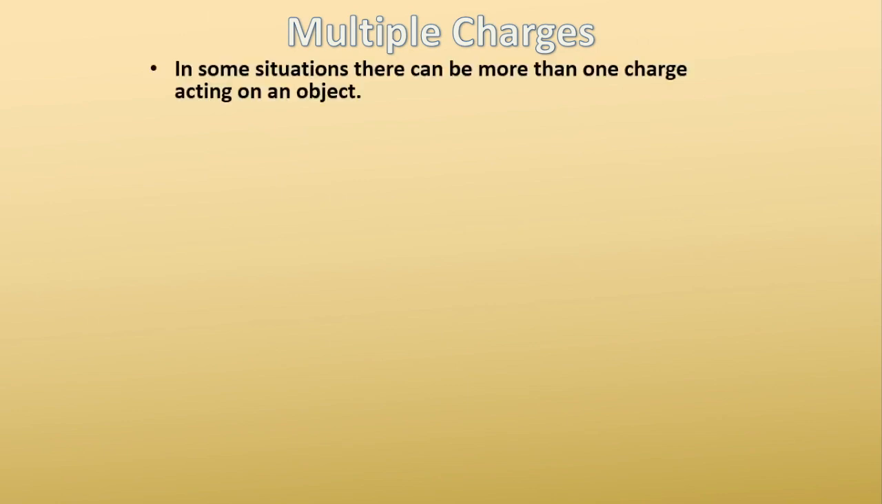Alrighty guys, we're going to go ahead and get started with multiple charges. In other words, advanced Coulomb's Law. So first thing we want to talk about is that we're going to see some cases in which there are more than one charge acting on an object. So right now we've been doing some pretty easy problems where we just have two charges repelling or attracting each other, but now we're going to start having 3 and possibly 4.